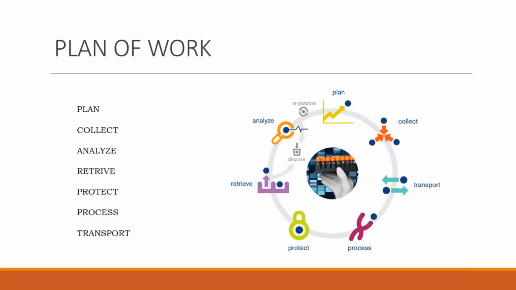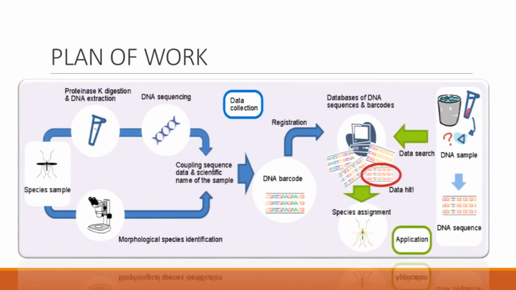Okay, what is the plan of work or the plan of research? First, plan the research area, which is of interest to the user or researcher, then collect the data according to the research, then analyze it, then retrieve from different sources or from prior knowledge, then protection or security management, process the data, and lastly transport the data in online manners such as publication in journals and so on. Here again I am going to show a diagrammatic representation of the plan of work.